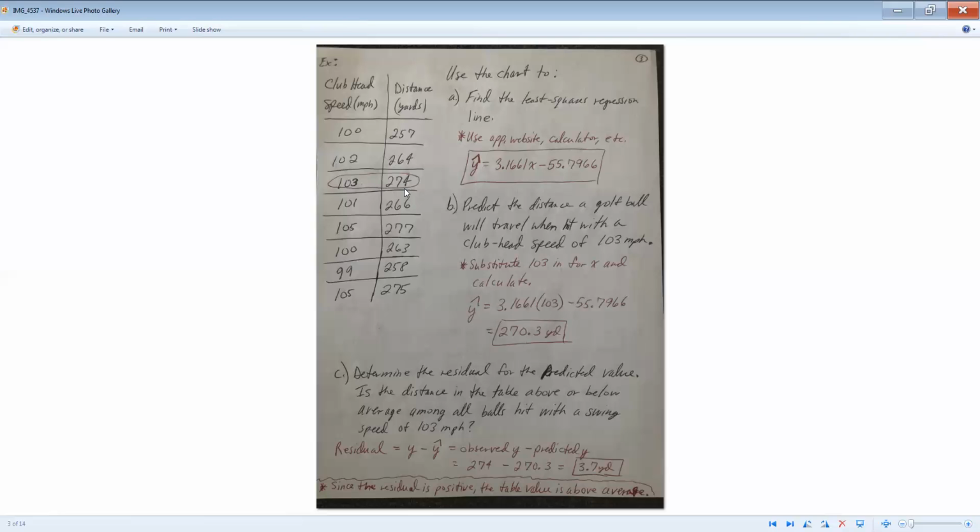So our observed y in the chart is 274 yards. When this person swung it at 103, he hit the ball at a distance of 274 yards. So we plug that in, 274 minus the 270.3 that we got from part B. That's our predicted. And it gives us a positive 3.7 yards. So since the residual is positive, the table value that was observed is above average. Now if it was negative, that means that the table value observed would be below average.